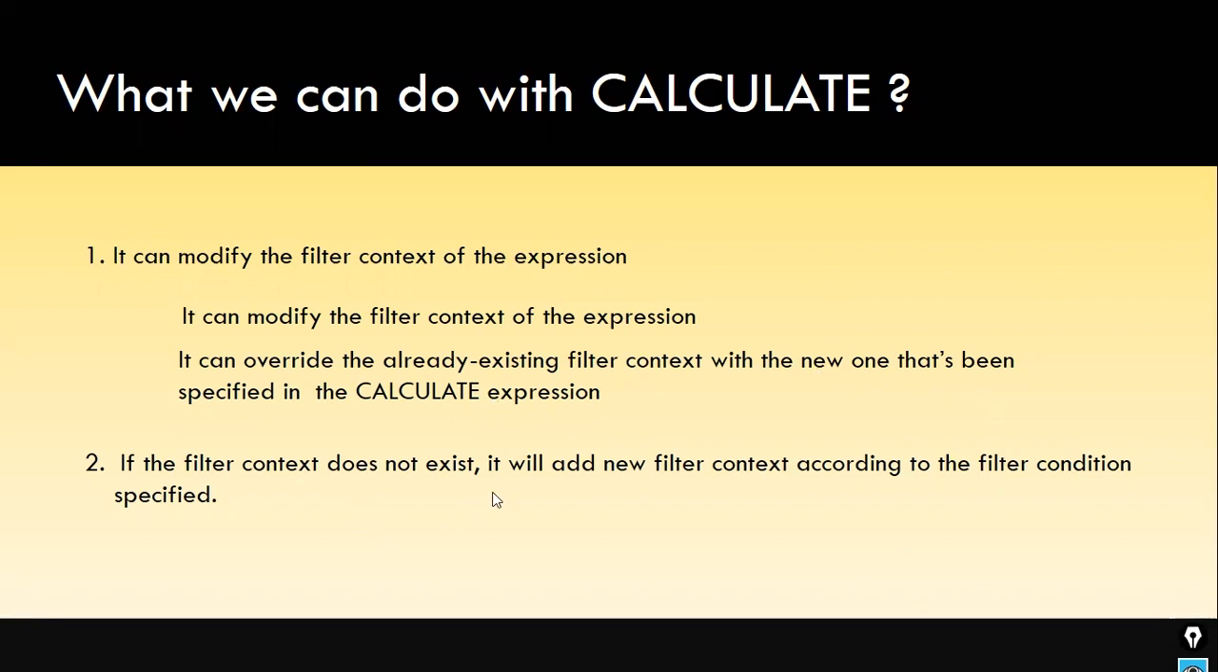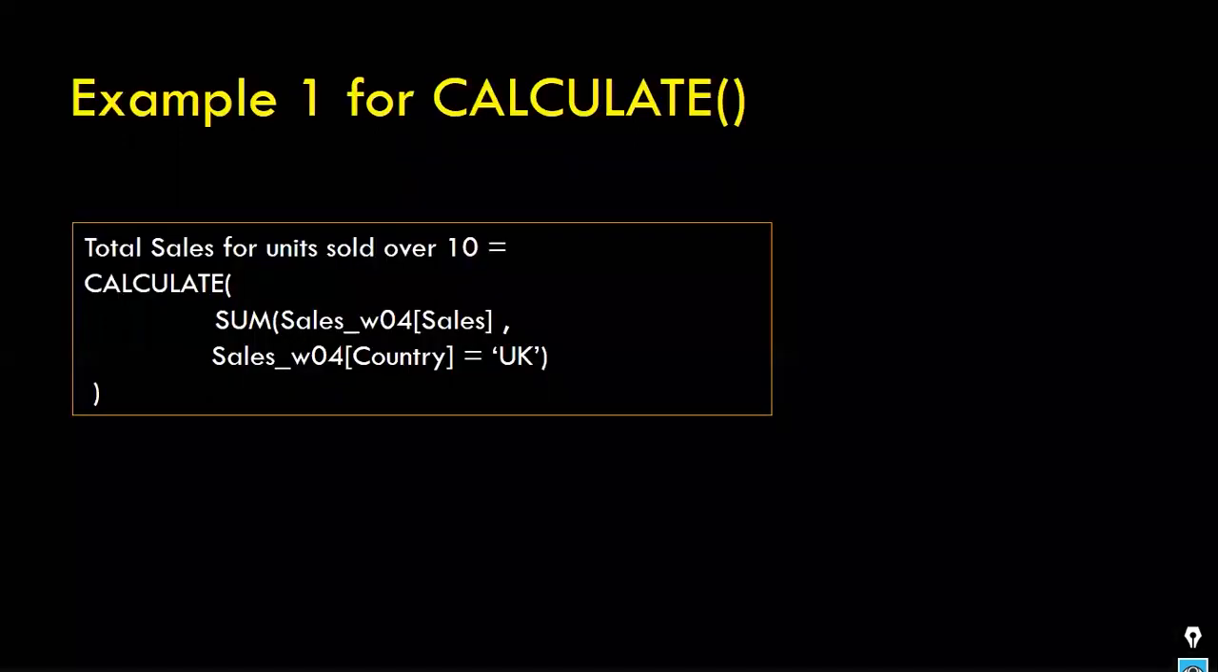If the filter context does not exist, you can create a new filter context, or you can modify the existing filter context. You can override the existing filter context. All these things are possible with the CALCULATE function. So now let us take a simple example so that you will be able to understand very clearly with this example. If you see here, this is the measure I created, total sales for units sold over 10.